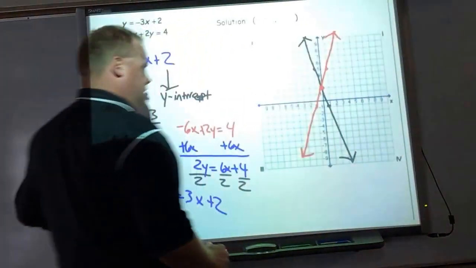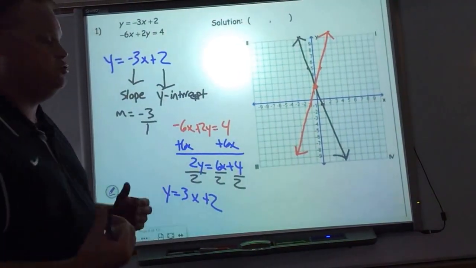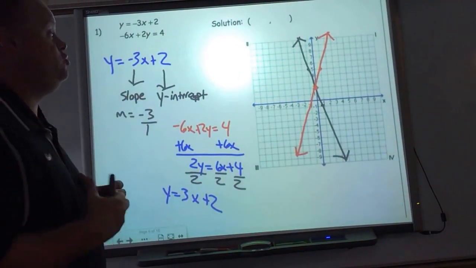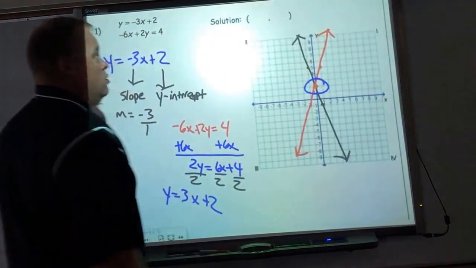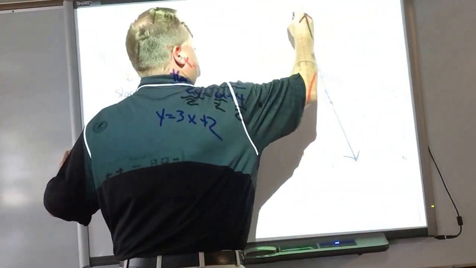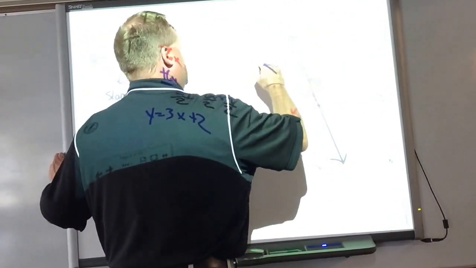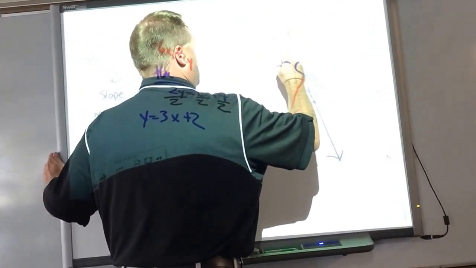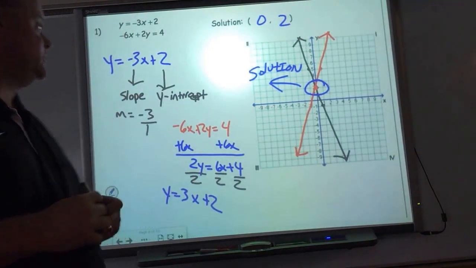The key to this is my solution is where the two lines cross, where the two lines intersect. Well, they intersect right there. What is that point? That point is at (0, 2). So that is my solution, where the two lines intersect. Let's do another one.